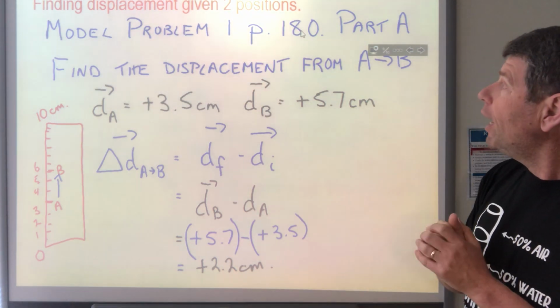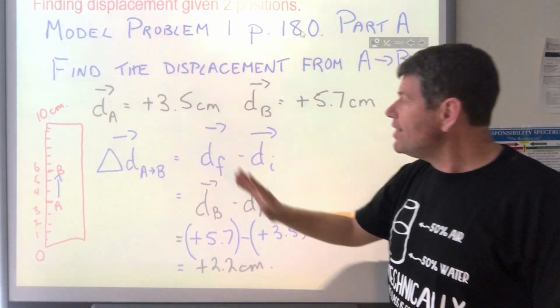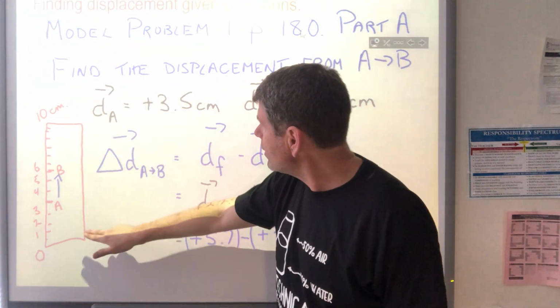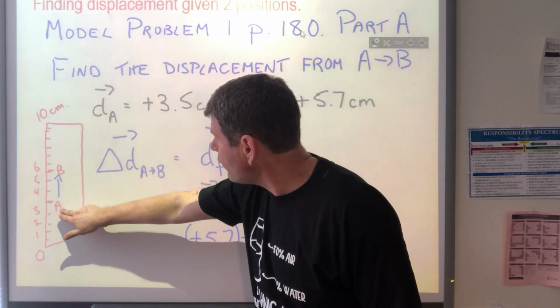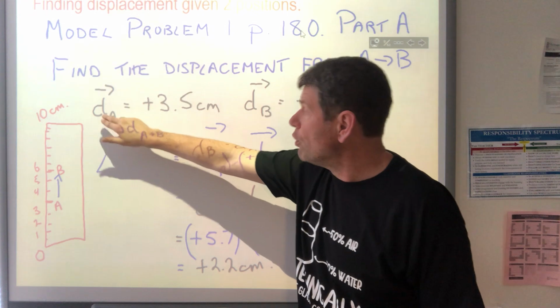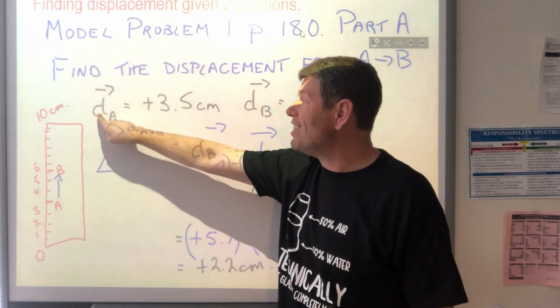For example, the question says that the initial position of an object is at 3.5 centimeters. See, the position is given to you. Remember, that's the symbol for position, just D.